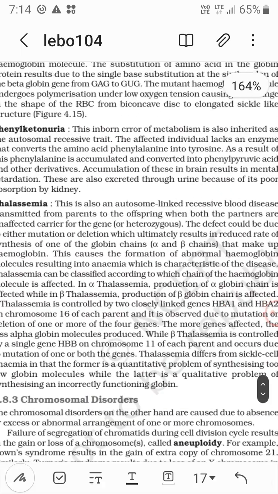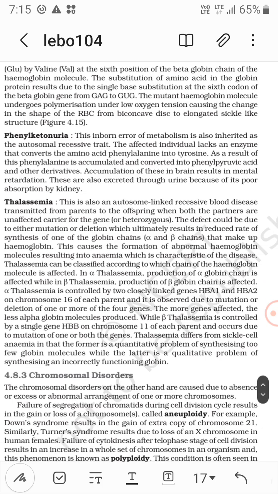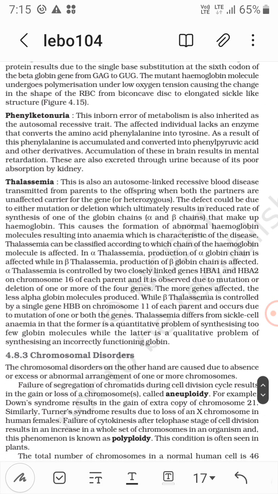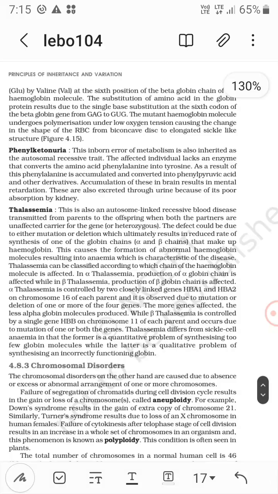the hemoglobin molecule. Now phenylketonuria. This inborn error of metabolism is also inherited as the autosomal recessive trait. The affected individual lacks an enzyme that converts the amino acid phenylalanine into tyrosine. As a result of this, phenylalanine is accumulated and converted into phenylpyruvic acid and other derivatives. The accumulation of this in brain results in mental retardation. These are excreted through the urine because of their poor absorption by the kidney.